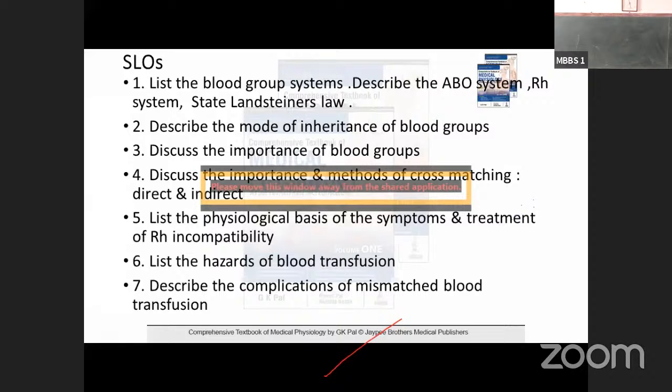Okay, today we will learn about the blood groups and the blood transfusion. So these are the objectives for today's lecture. List the blood group system, describe the ABO system, RH system, steps, Landsteiner's law.